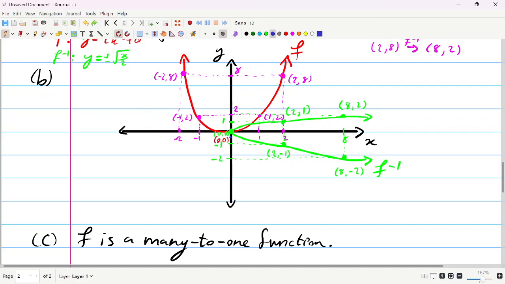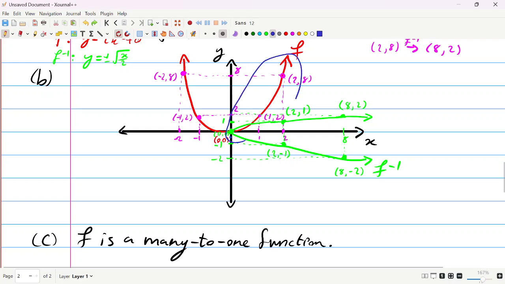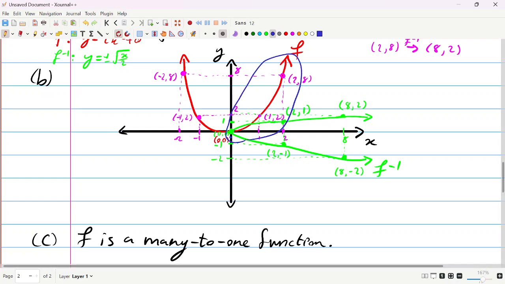But if we say x is greater or equal to 0, we're going to have this arm. And if we take the inverse, we're still going to have it being one to one. The inverse of a one-to-one function is just a one-to-one function. I hope you understand that, at least. The inverse of a many-to-one is just a one-to-many, which makes it not a function. So therefore, we need to make it one-to-one. That is why we restrict the domain.